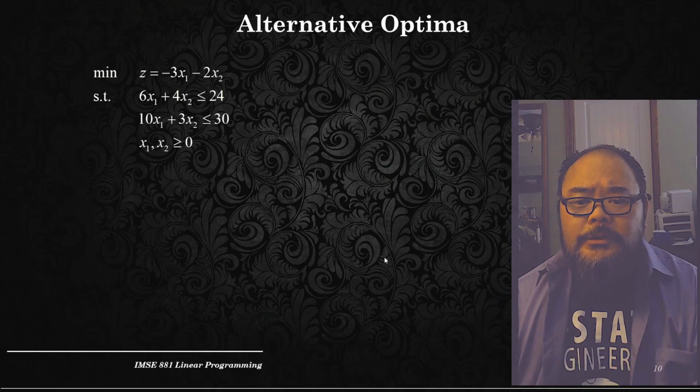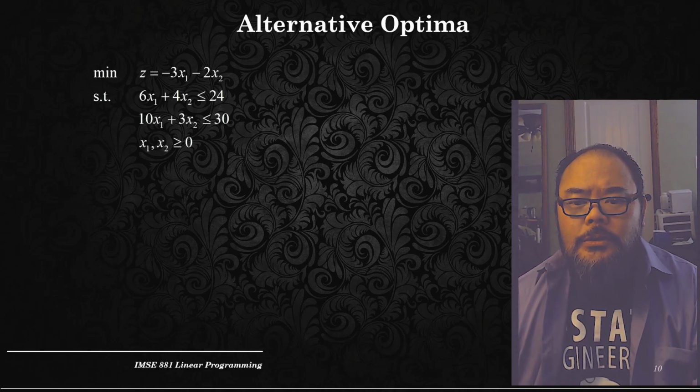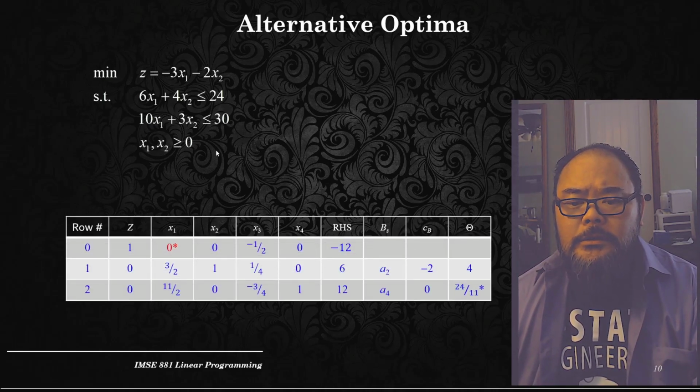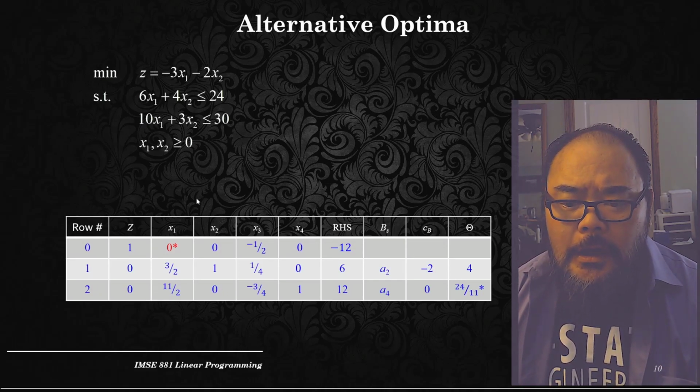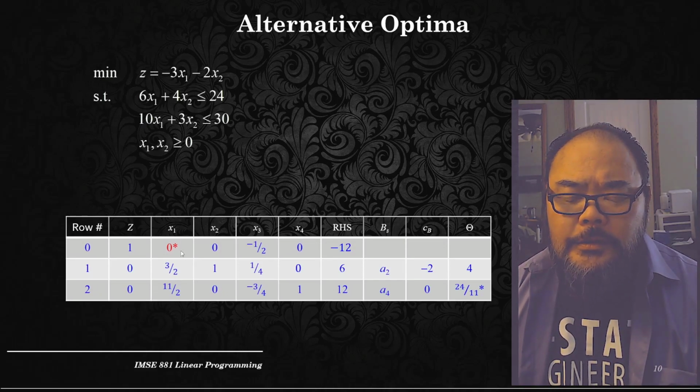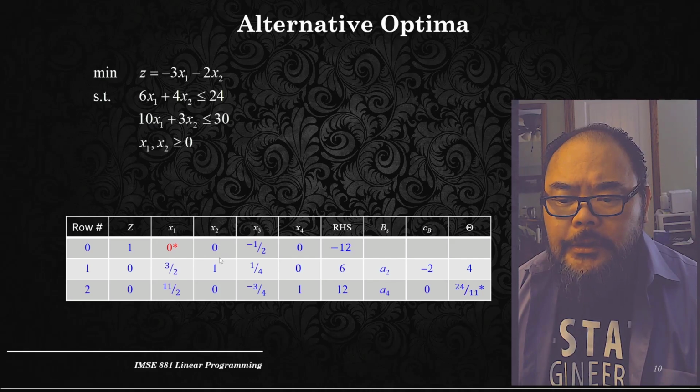In the next example, z equals negative 3x1 minus 2x2, subject to 6x1 plus 4x2 less than or equal to 24, and 10x1 plus 3x2 less than or equal to 30. Both x1 and x2 are non-negative. This is our current tableau as well. In the current optimal tableau, x2 and x4 are the basic variables, with x2 equal to 6 and x4 equal to 12.